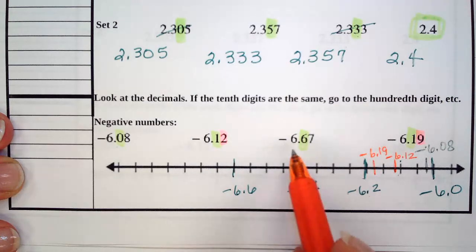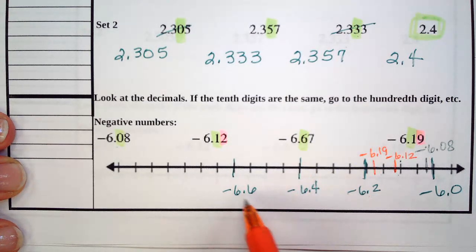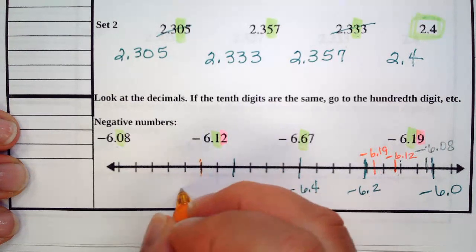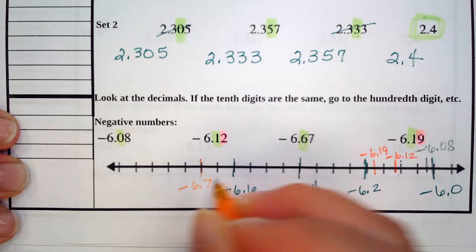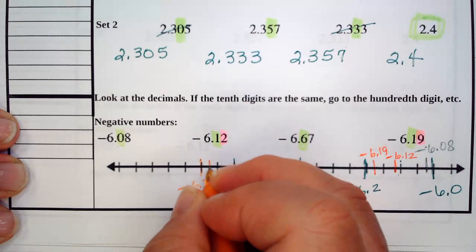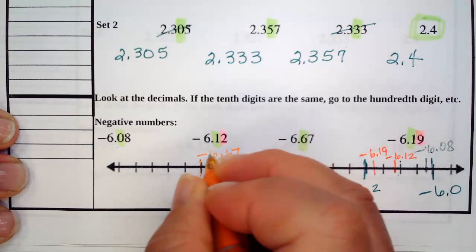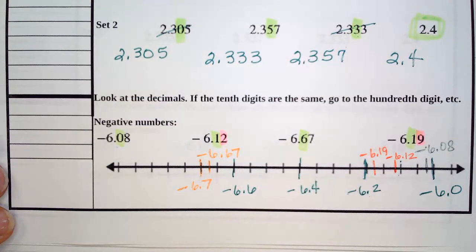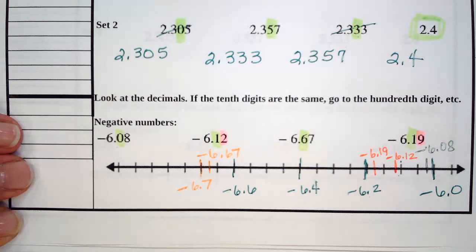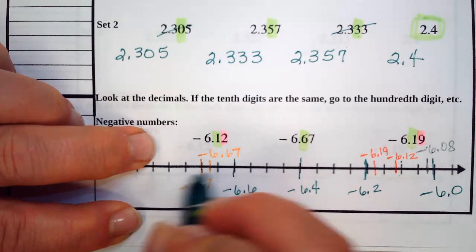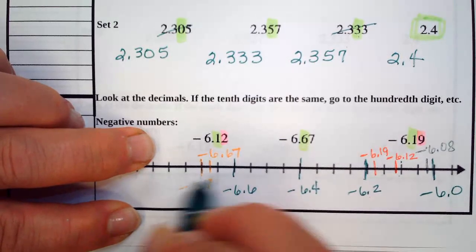And that leaves me with 6.67. If this is 6.66, then 6.67, this would be negative 6.7. Negative 6.67 would be somewhere in here. Any questions? I think I'm going to change the color here to a green, so it will show up just a little bit better than what it is with that orange.